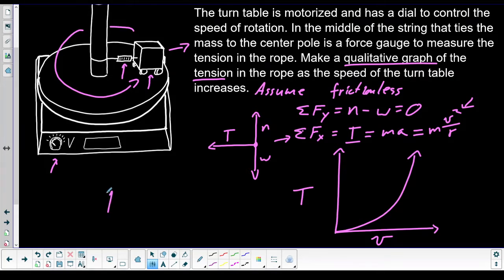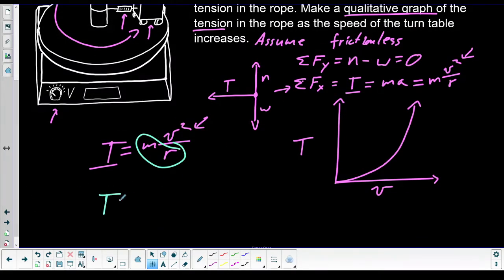So we have our equation T equals mv squared over r. So if we look at the relationship between this and this, we just want to ask ourselves, what kind of graph is that function going to make? The mass is constant. We're not changing how heavy our block is. The radius is constant because our rope is the same length the whole time. So these are just constants. We could just turn them into like T equals C for constant v squared, and then that's our graph.